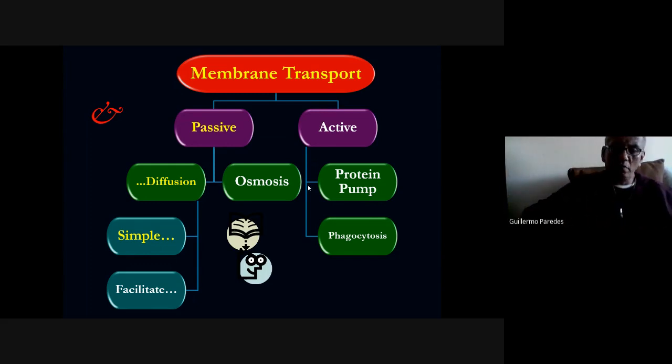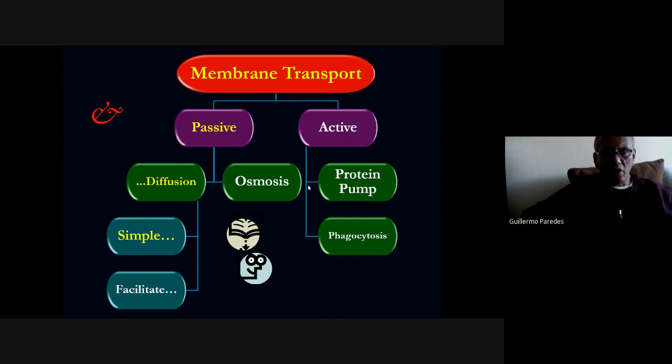So today we are going to continue with the membrane transportation. How are they going to transport elements from outside of the cell into the cell? And for that, they need to pass a barrier that is the cell membrane. Or it can be the opposite. They can go out from inside to outside of the cell. So for both, they need a membrane transportation.